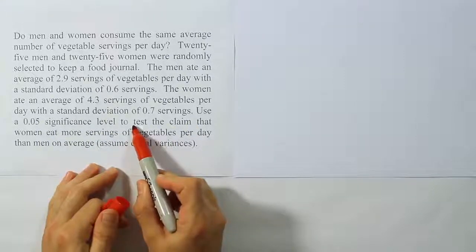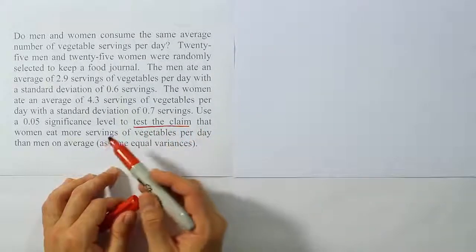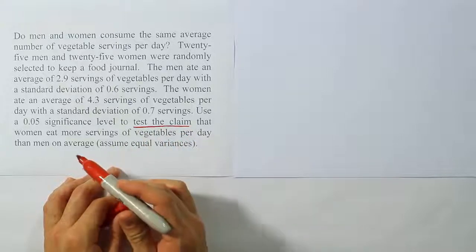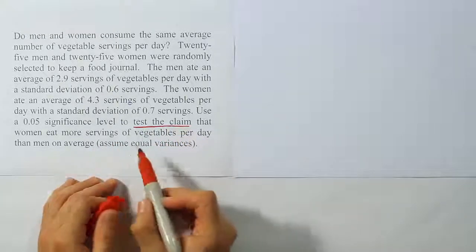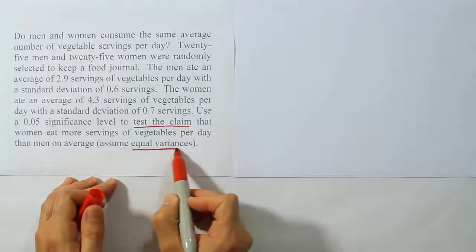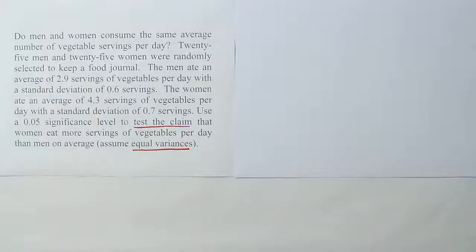Let's start here with this phrase. This indicates we're dealing with a hypothesis test problem. So use a 5% significance level to test the claim that women eat more servings of vegetables per day than men on average. And then they tell us to assume equal variances. Okay, so let's start out by expressing the claim symbolically.